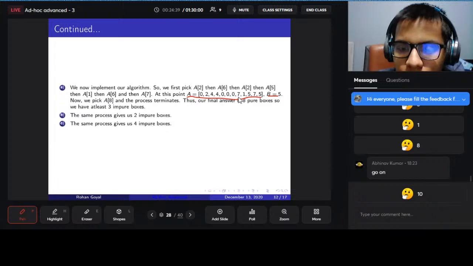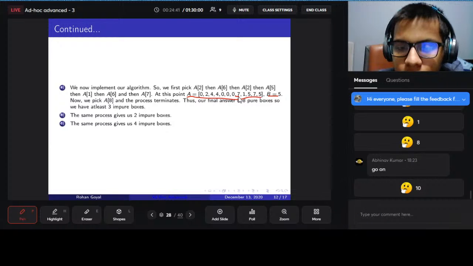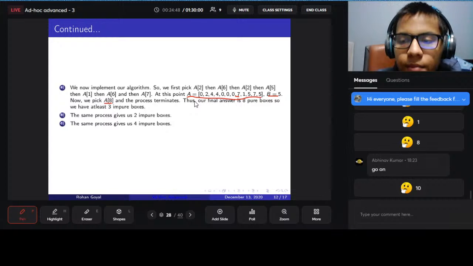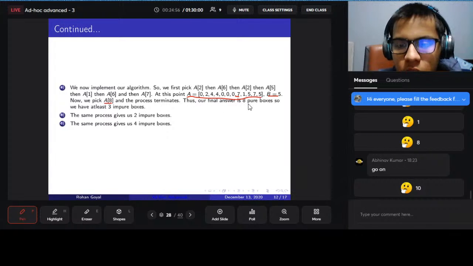Now, see that we have A8 as the maximum term. So we can pick A8. But as soon as we pick A8, the process will have to terminate, because the maximum term now is not pickable. We can't give it a separate box. So here we already had 7 pure boxes and we get another one. So there are a total of 8 pure boxes.